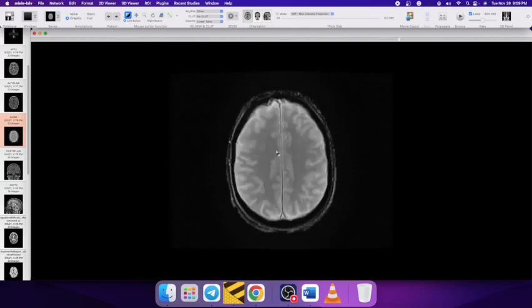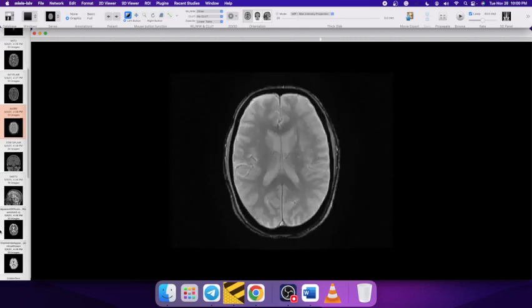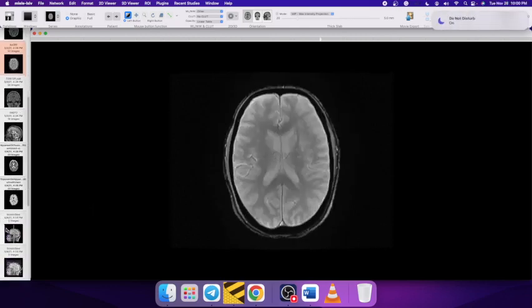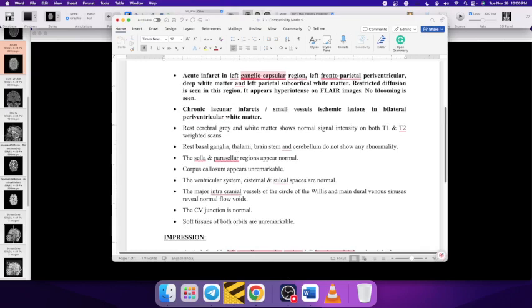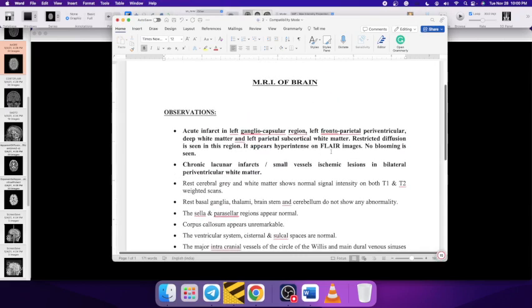There are absolutely no areas of blooming, and so it's a non-hemorrhagic acute infarct, so we'll report it as acute infarct in the left gangliocapsular region, left frontoparietal periventricular deep white matter, and left parietal subcortical white matter. Restricted diffusion is seen in this region. It appears hyperintense on FLAIR images. No blooming is seen. This much is a complete description of an infarct, and this much has to be given in every infarct case.